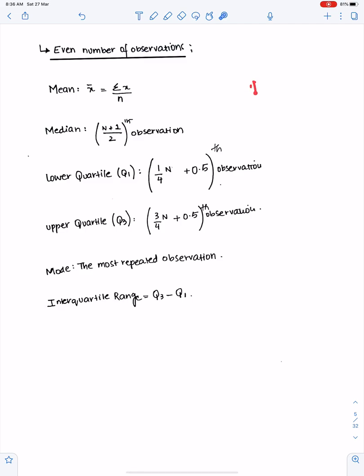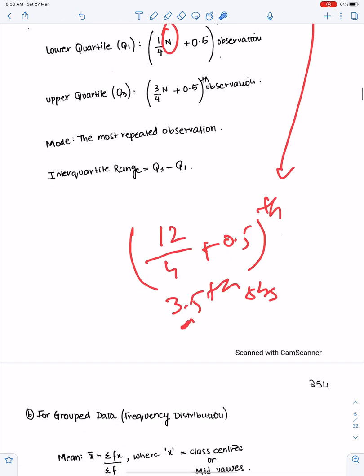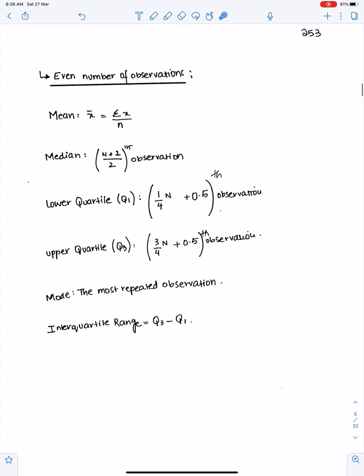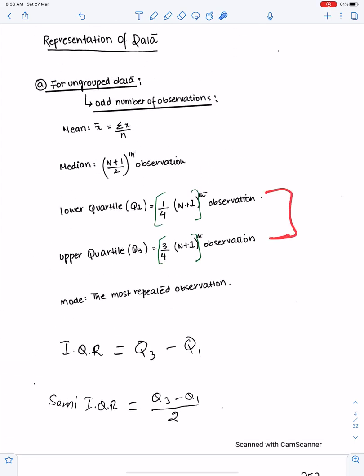What if we have n equal to 12? By substituting 12 here, we have 12 upon 4 plus 0.5. That means 3.5th observation. Now 3.5 means the average of the third and fourth observation. Make sure you learn these two formulas as well. So the formulas for quartiles are changed for ungrouped data and for an even number of observations. So these two formulas are for ungrouped data and for even number of observations, and these two formulas are for ungrouped data and for odd number of observations.